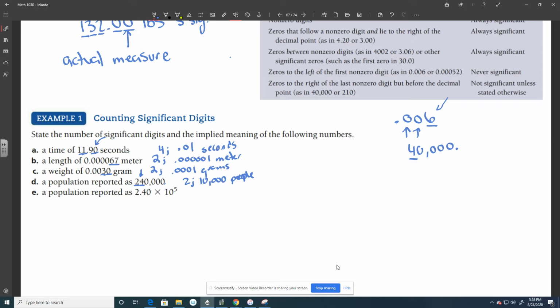And part E, a population reported as 2.40 times 10 to the 5th. I like this one because they simplified it for you. They got rid of all those extra zeros and they just wrote exactly what it is. There are 3 significant digits, and part 2 wants to know what that implies. Well, that implies if I actually multiply this out, that's 240 and then 3 more zeros. So that's actually the same as above. So that's saying that they're reporting within 10,000 people. Okay.